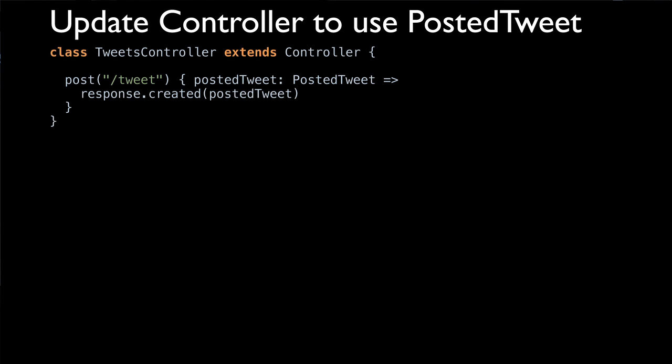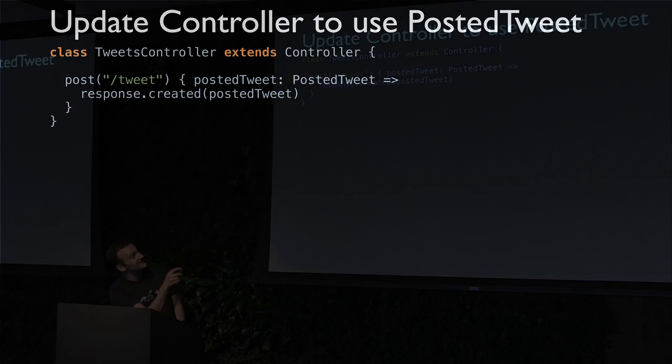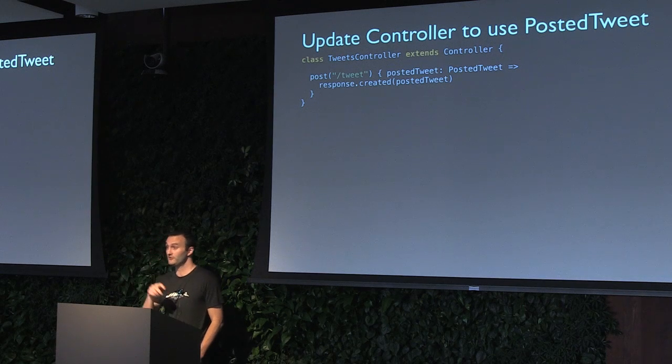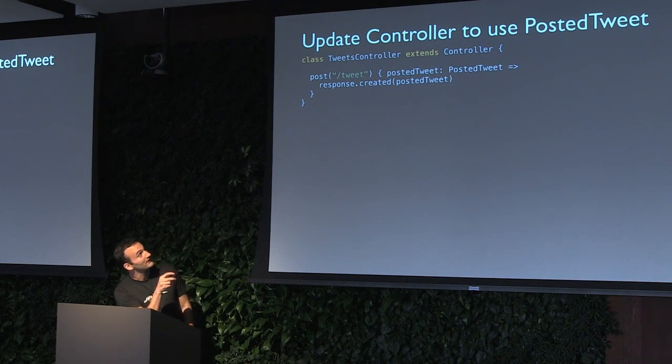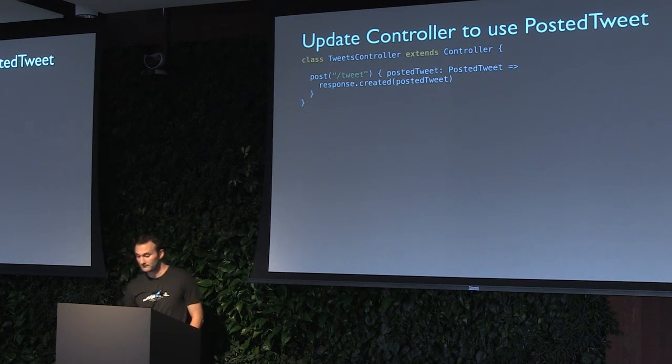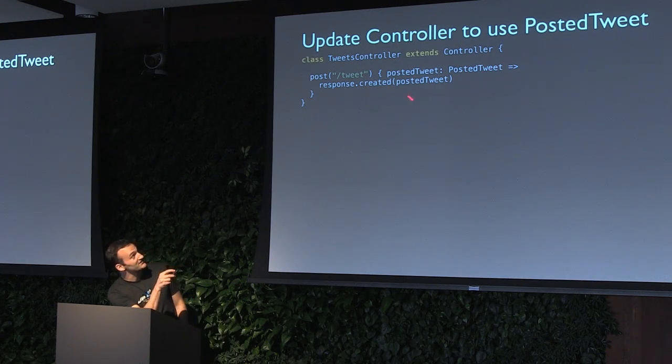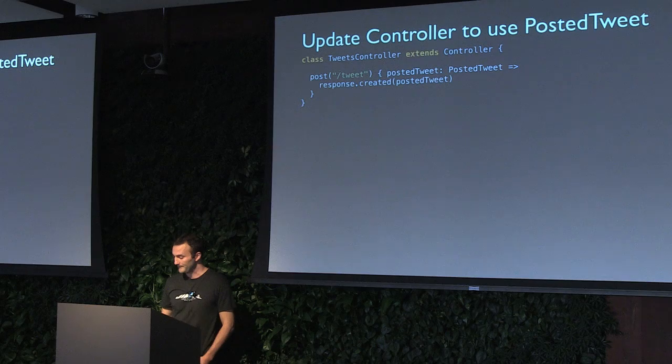Now that we have a case class to represent our posted tweet, we can update our controller's callback. Notice now, instead of this being a Finagle HTTP request, it's our case class directly. And Finatra will take care of posting the request into this object. We'll also, for now, just directly return that posted tweet in our created response body.